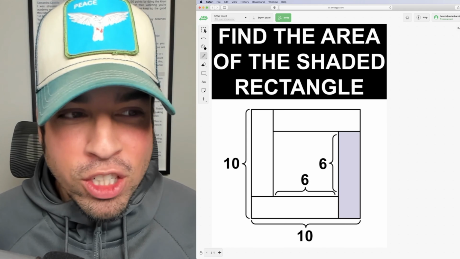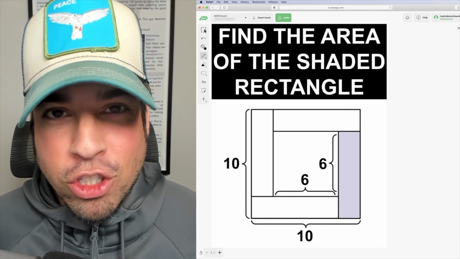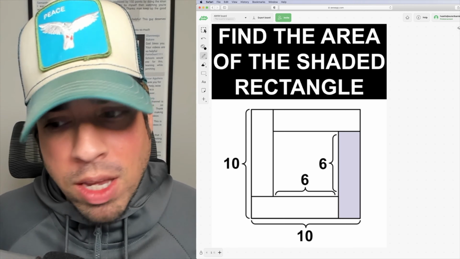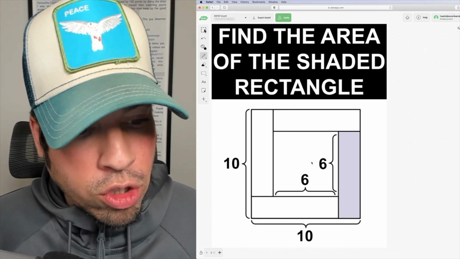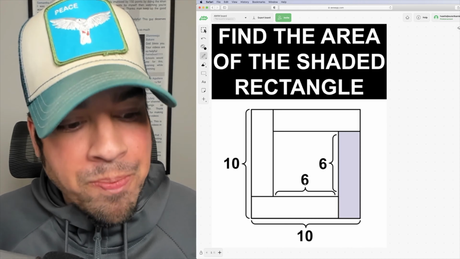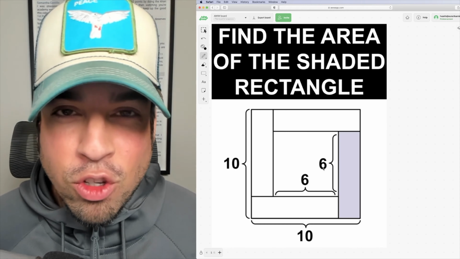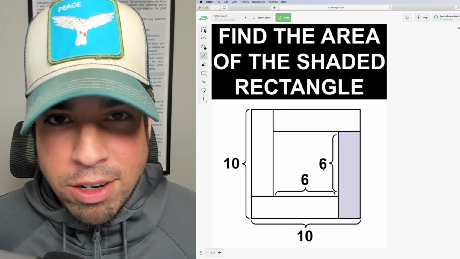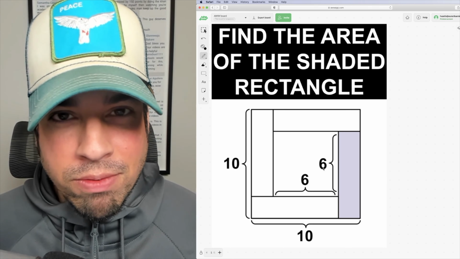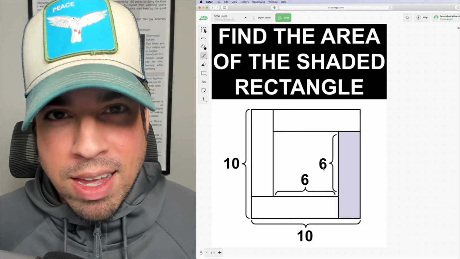In this one, the question is to find the area of the shaded rectangle, and you can see it's shaded there in purple. Now, the information that we have is that we've got two squares here, right? And this is a 10 by 10 square, and the inside square is 6 by 6. Using that information, you've got to find the area of that rectangle. Go ahead and hit that pause button and see if you can figure it out. When you're ready, hit play, and I'll give you the explanation.